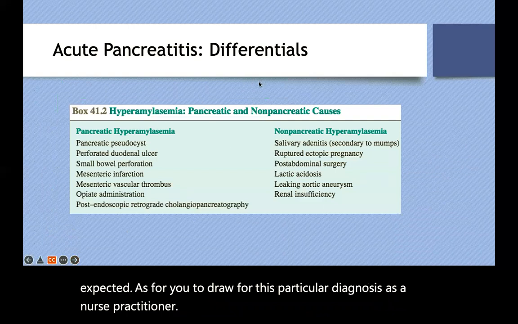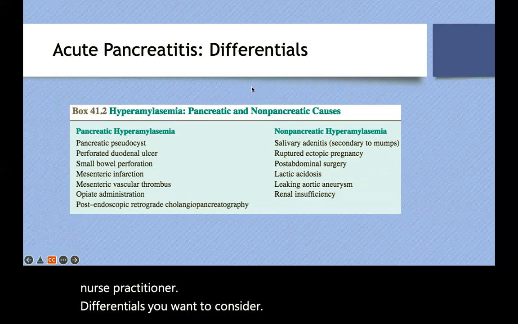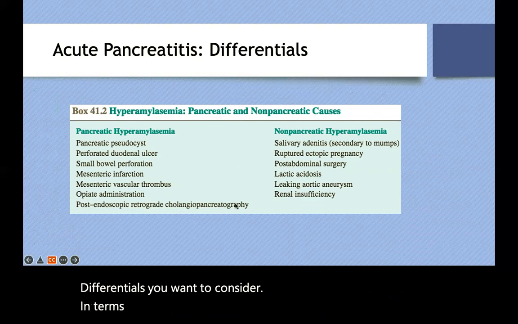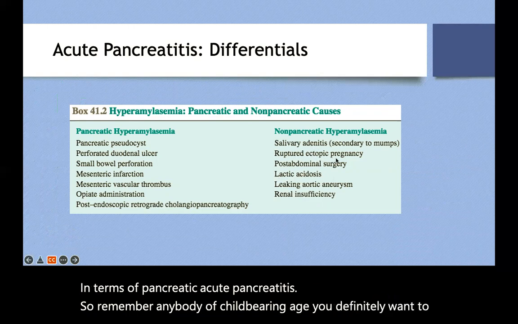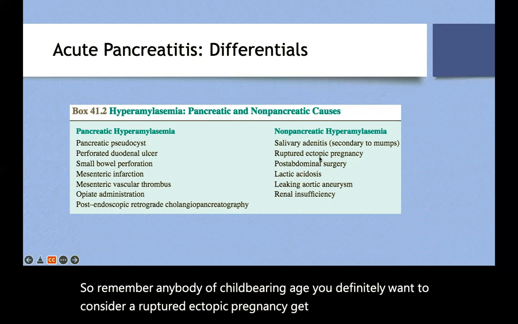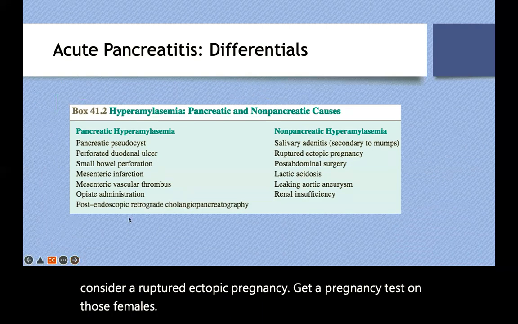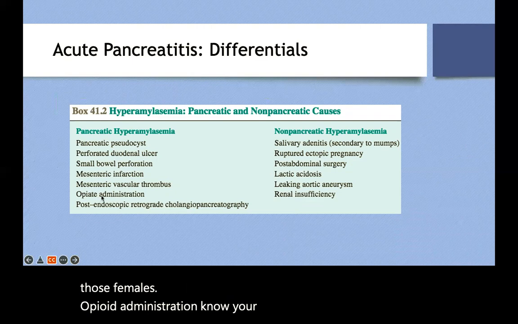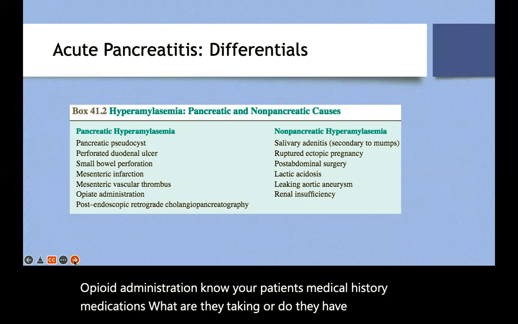Differentials you want to consider in terms of acute pancreatitis. So remember, anybody of childbearing age, you definitely want to consider a ruptured ectopic pregnancy. Get a pregnancy test on those females. Also consider opioid administration. Know your patient's medications. What are they taking? Or do they have any addiction issues or history of?